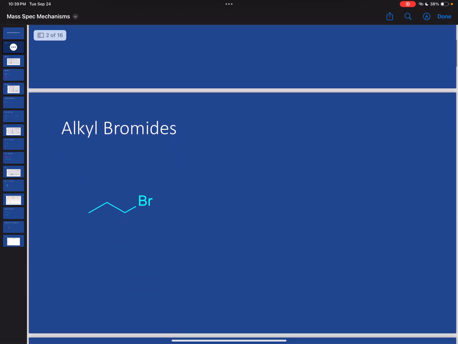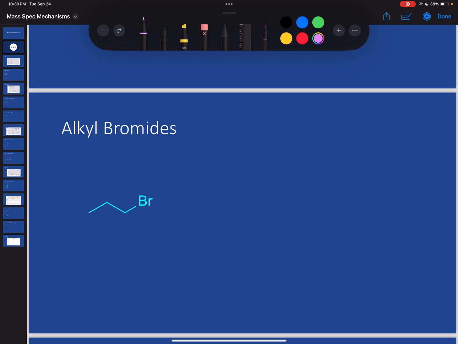These are pretty straightforward because alkyl bromides are only going to do one type of fragmentation, and that is going to be our heterolytic cleavage. Heterolytic cleavage is where we use our double barbed arrows, where two electrons are moving at one time. Don't forget, before we ever start fragmenting, we form our molecular ion, and that occurs by losing one electron from bromine's lone pairs. So we form this species, it doesn't matter which one, where we now have our molecular ion.